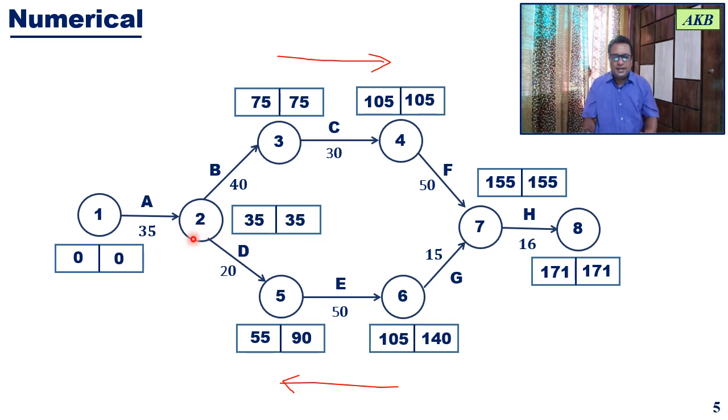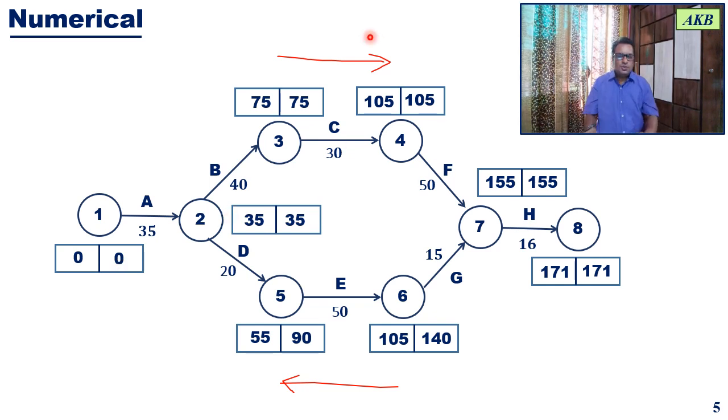And finally, we have to go from event 2 to event 1. So again, it is a simple calculation. This will be latest event time for event 2 minus duration of activity A. So it will be 35 minus 35, that comes out to be 0. So for event 1, the earliest event time was 0, and now we have seen the latest event time is also 0.